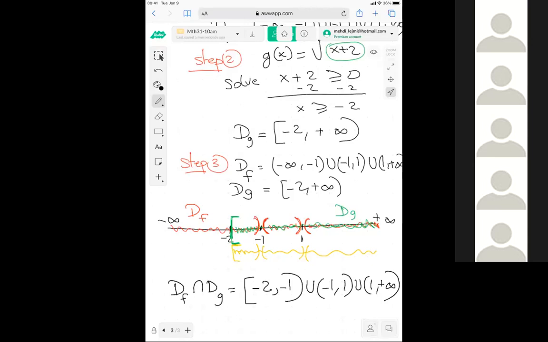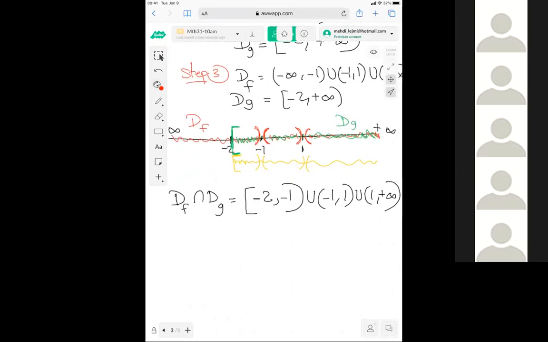Anyway, if there's no question, guys, let me just say why we are doing this. I'm going to continue with this tomorrow. But the main reason we are doing this common domain is because of the following theorem, and I'm going to explain it tomorrow. So let me just state the theorem. The theorem says the following.